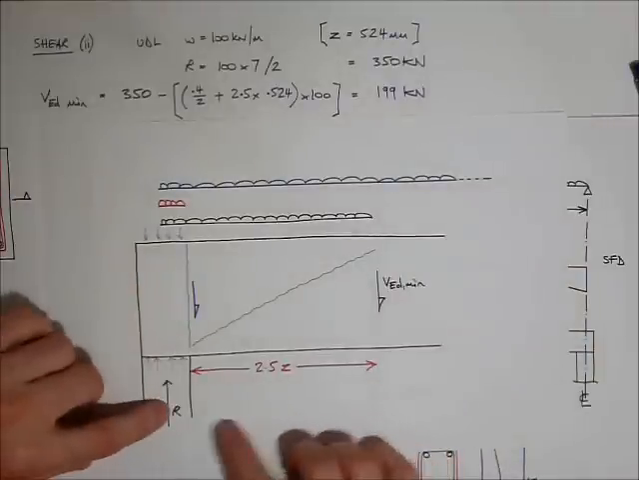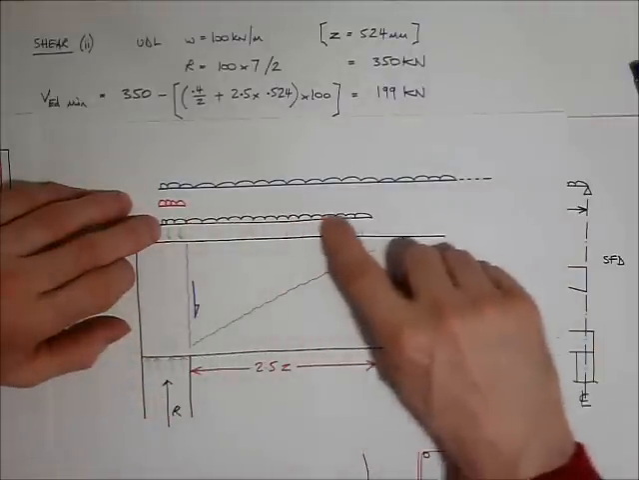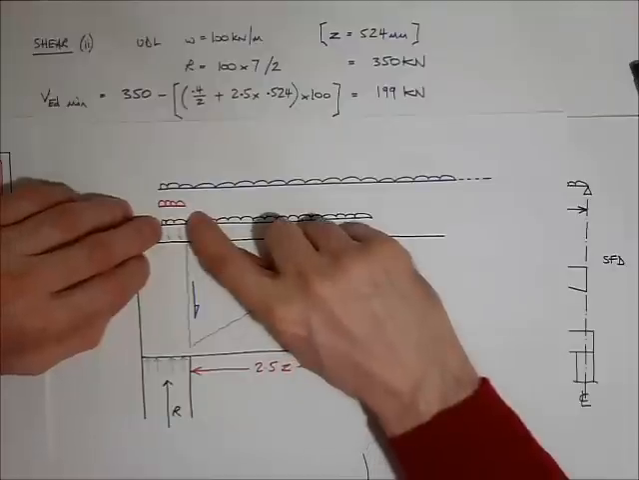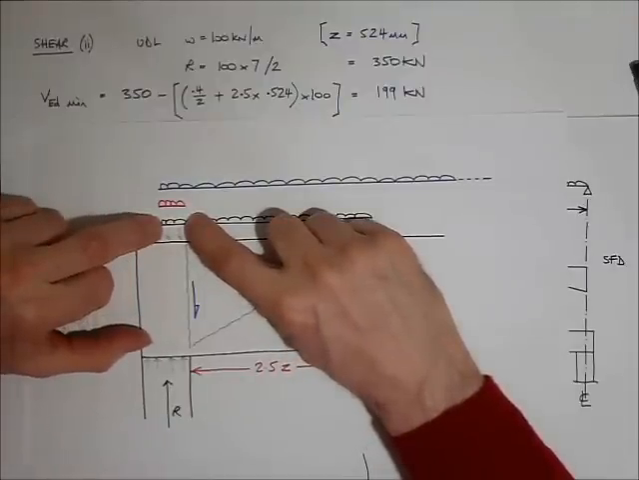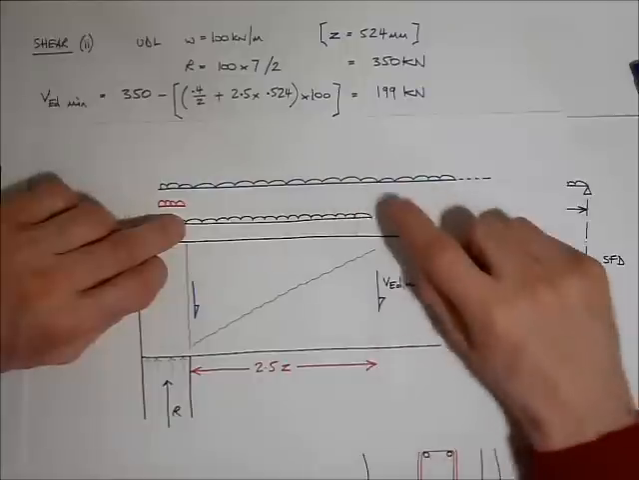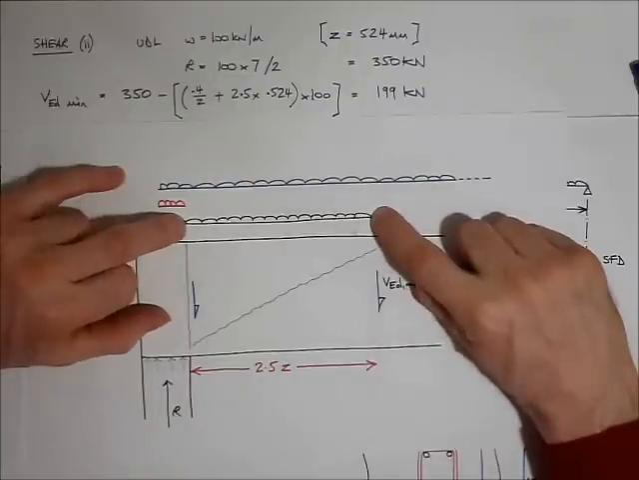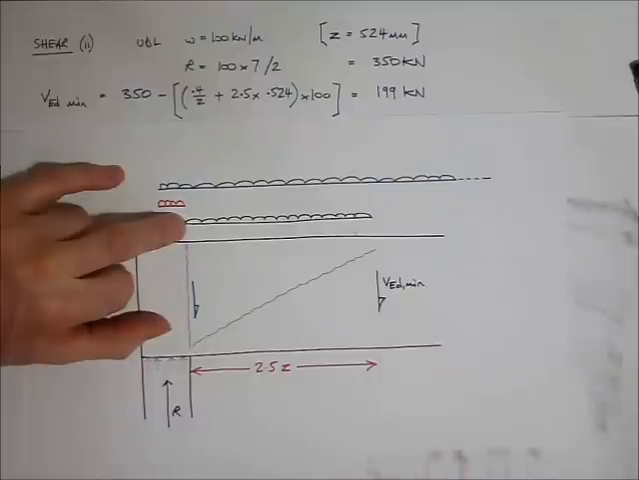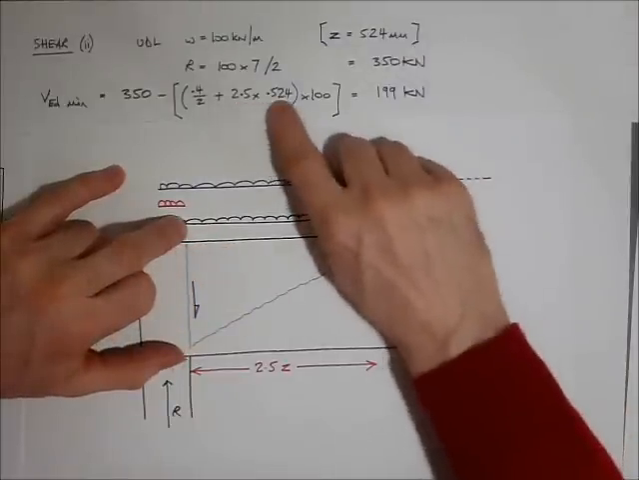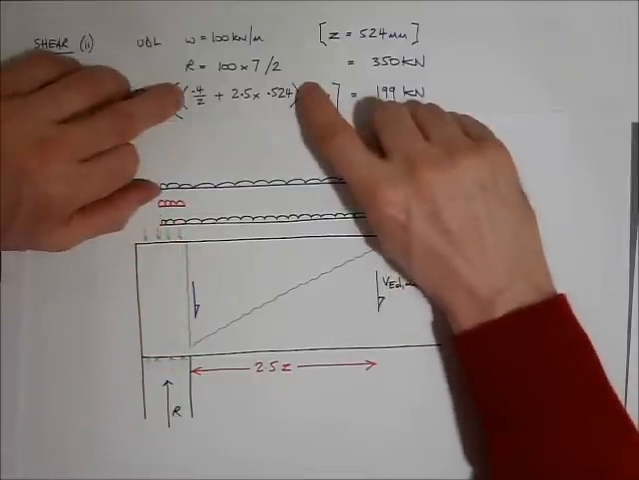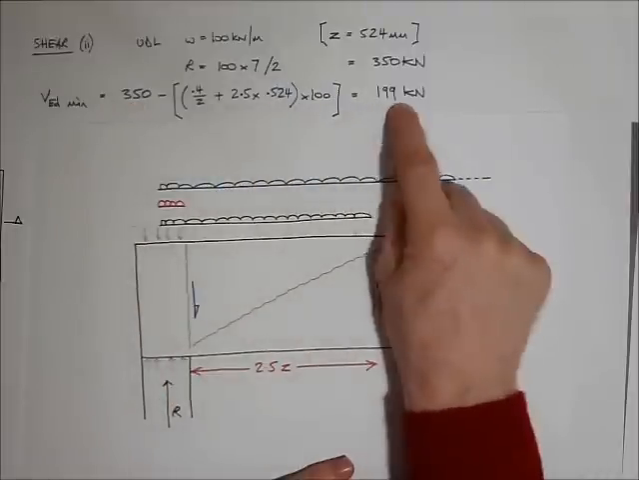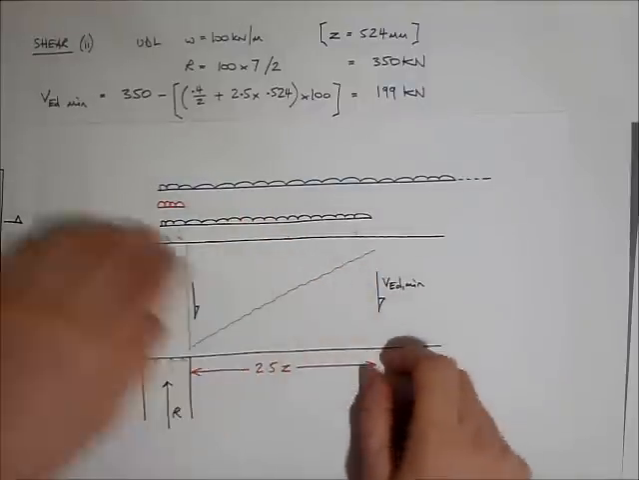the reaction at the end reduced by the UDL acting over this length. Well, what's this length? This length is the width of the support, which in our case is 400 mil, divided by 2. So this length here is 0.4 divided by 2, and this length here is 2.5 times Z. Well, Z on this occasion is 524 mil, as we presented right at the start. So 2.5 times Z is this length. So the total length is this part here of the equation. Multiply that by the UDL and then subtract it from the reaction, and that gives me VED min. That's the minimum possible shear force that we could ever design this beam for.